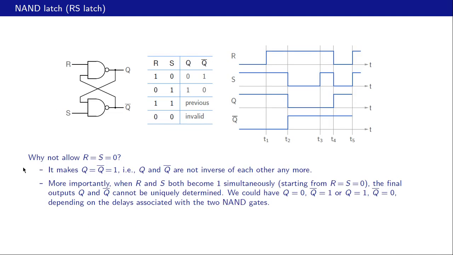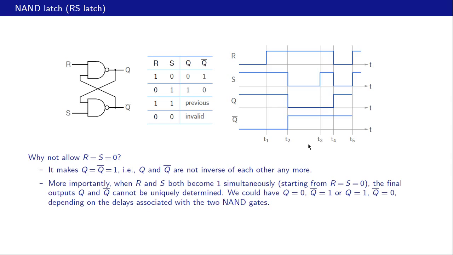The question we want to answer now is, why not allow R equal to S equal to 0? In this table, for R and S equal to 0, we say invalid here. So the question is, why is this invalid? Alright, so there are two parts to the answer. One, it makes Q and Q bar both equal to 1, as we have seen earlier. That is, Q and Q bar are not inverse of each other anymore. And it doesn't make sense to call this output Q and this Q bar. So that is one reason, but that is a relatively trivial reason. There is a much more important reason, and let us look at that now.